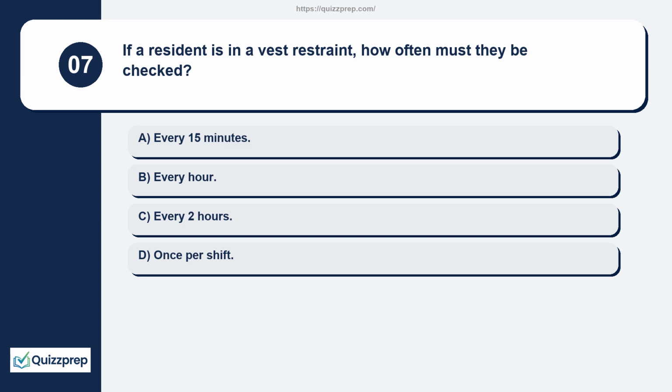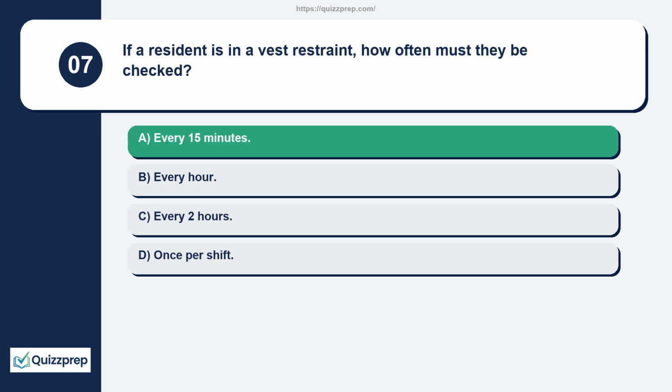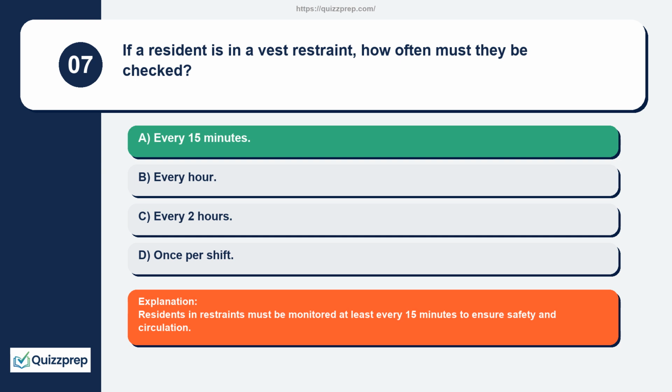Question 7. If a resident is in a vest restraint, how often must they be checked? Every 15 minutes, every hour, every 2 hours, once per shift. Residents in restraints must be monitored at least every 15 minutes to ensure safety and circulation.